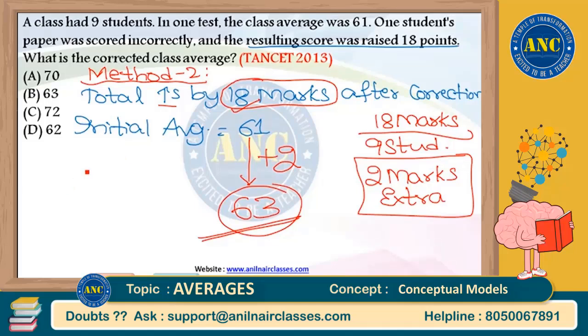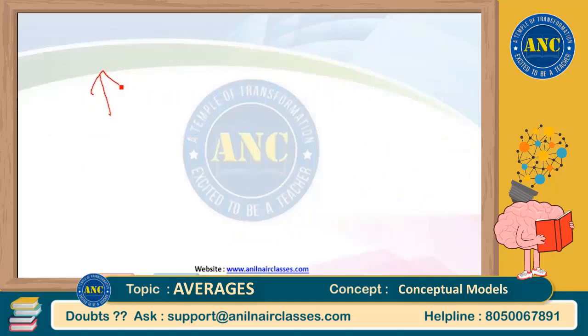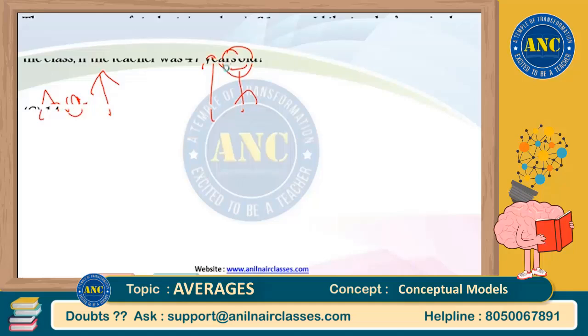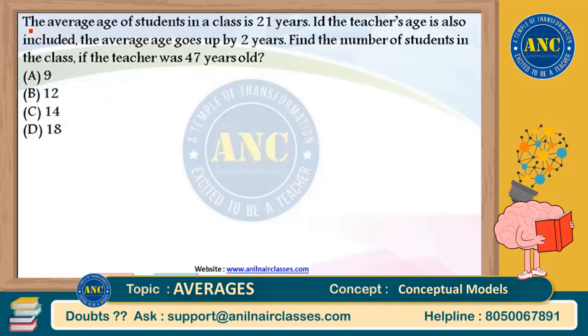I am still in a variety of question where average is increasing or a person is getting added into the class. Person joins the class. I am still in that variety of question itself. Now see my next question. The average age of students in a class is 21 years. That means there is a class. I don't know how many students are there in the class this time. Every time I was knowing the number of students. In this question I don't know the number of students. Average age is given as 21 years. This is my first statement.